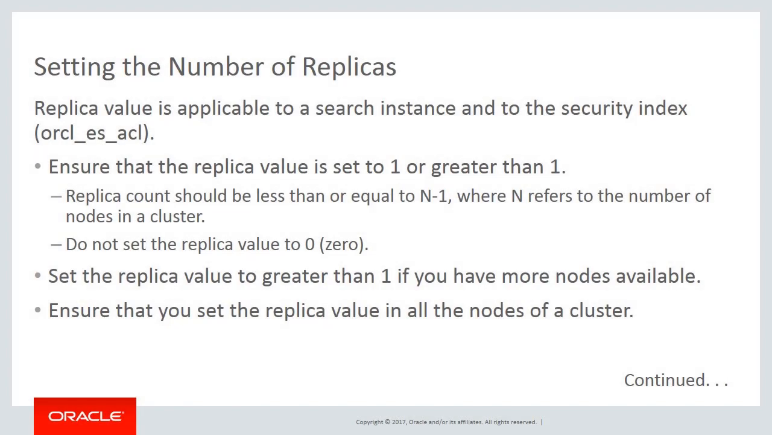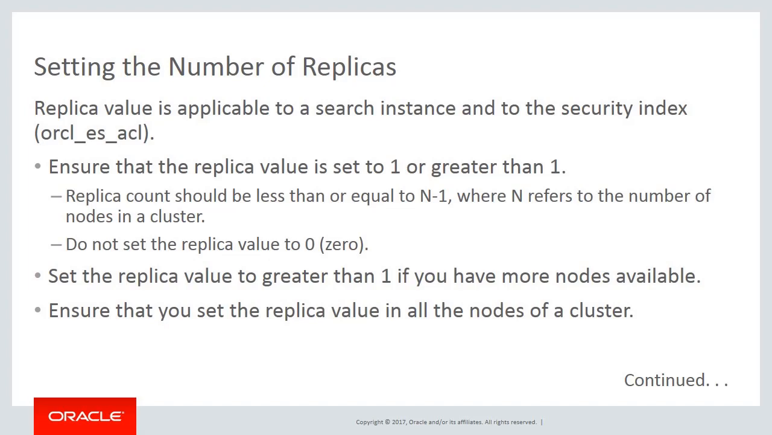On the Search Options page, when you specify a replica value in PeopleTools 8.56, the replica value is applicable to a search instance and to the security index ORCL_ES_ACL. Ensure that the replica value is set to 1 or greater than 1 so that, in the event of a node failure, data loss does not happen. The maximum number of nodes that can be down without loss of data will be equal to the number of replicas, where replica count should be less than or equal to n-1. Here, n refers to the number of nodes in a cluster.